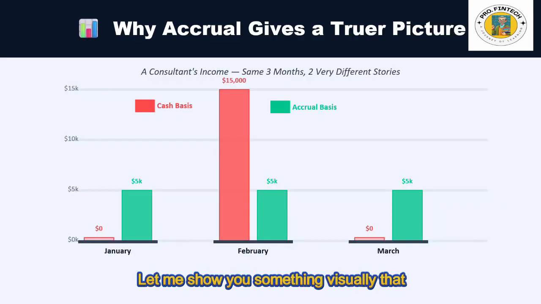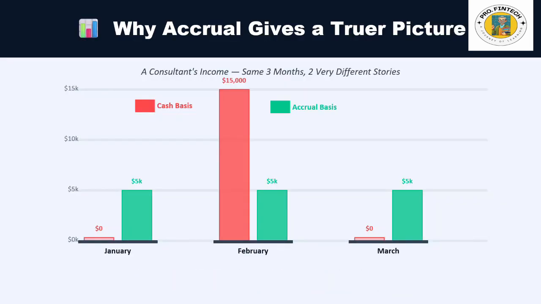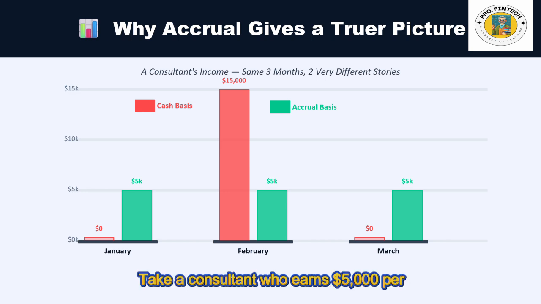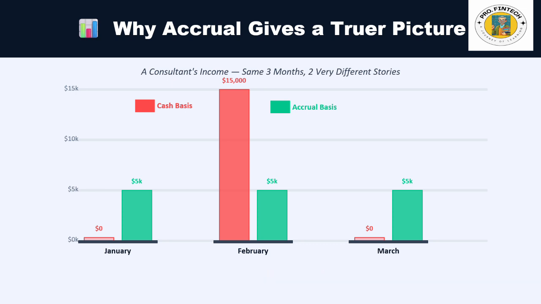Let me show you something visually that really drives this home. Take a consultant who earns $5,000 per month for 3 months. January, February, March, always the same amount, always delivered on time. But let's say all the clients pay in February.